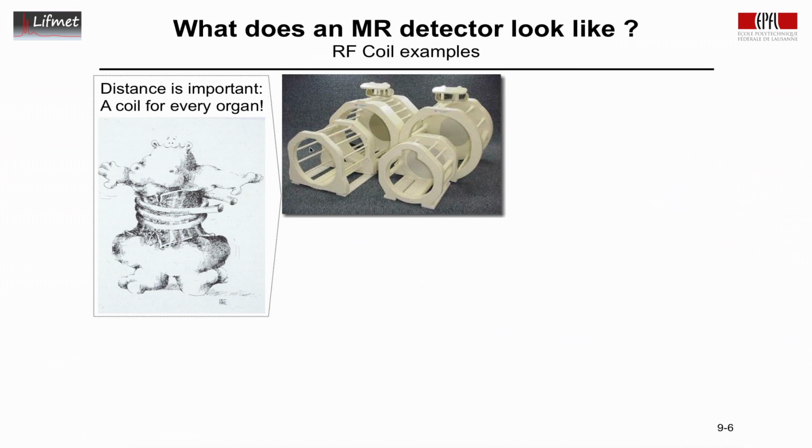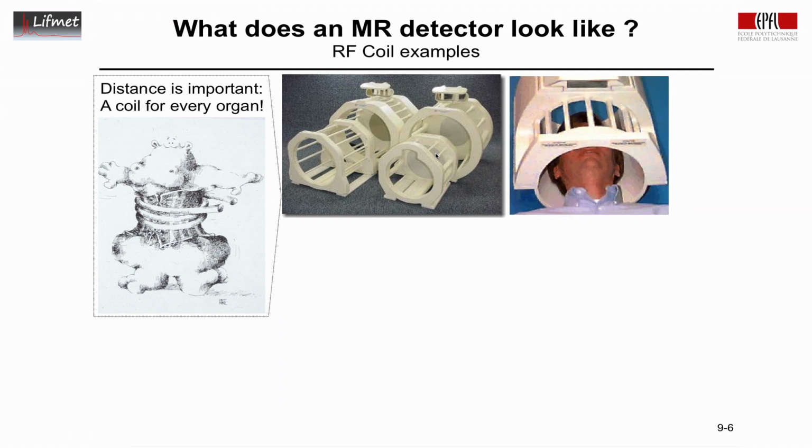Here's an example of detectors for the brain. They look like bird cages, and indeed they are also called bird cage coils. Here's to give you an idea how the subject is placed. Here's a mirror for comfort. Here's the subject's head, and here is the structure that detects and excites the magnetization.